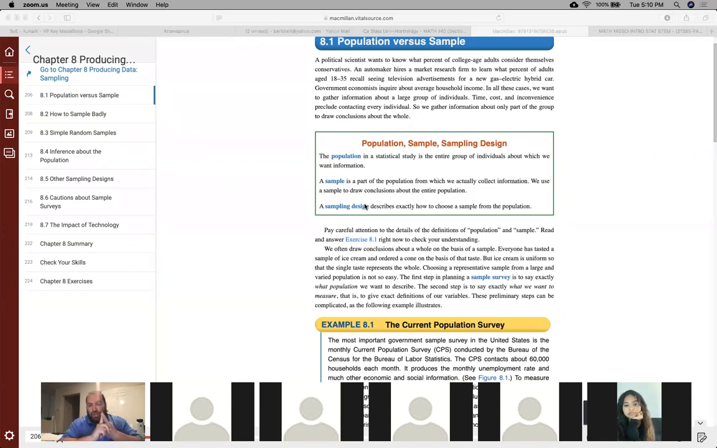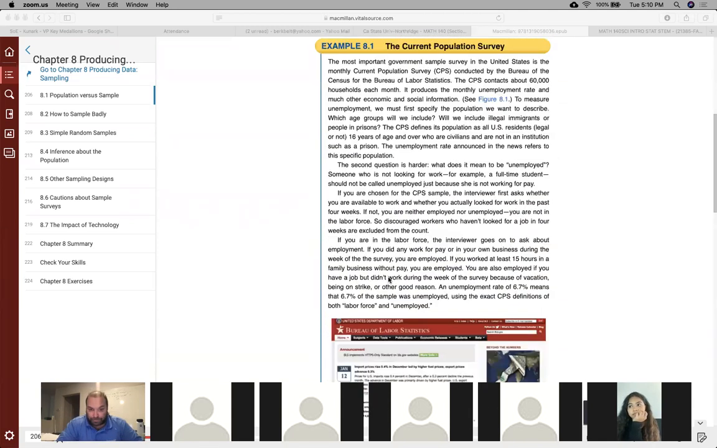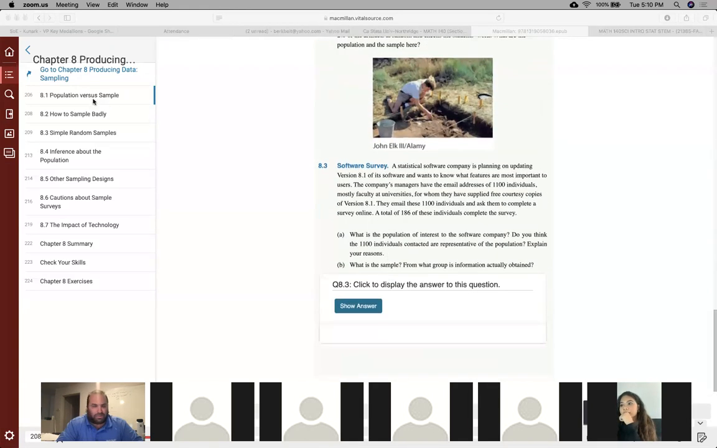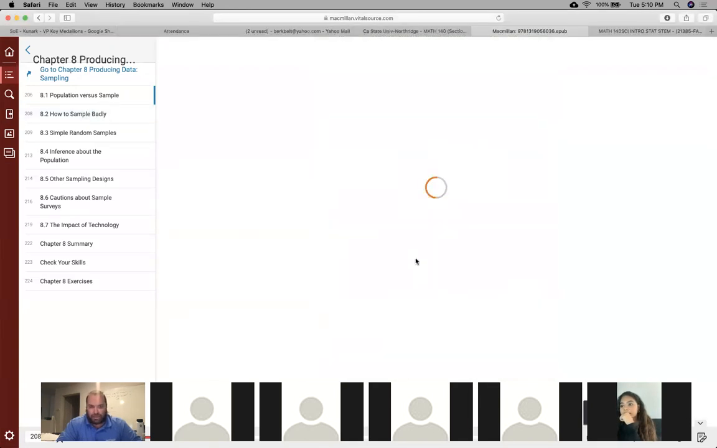Did you do a cluster? Did you do a stratified sample? A simple random sample? A convenience sample? A voluntary response sample? Did you do a survey? A poll? Your method for choosing your sample is called your sampling design. Some of them are good, some of them are bad, as we're going to see. Okay, so 8.2, how to sample badly.